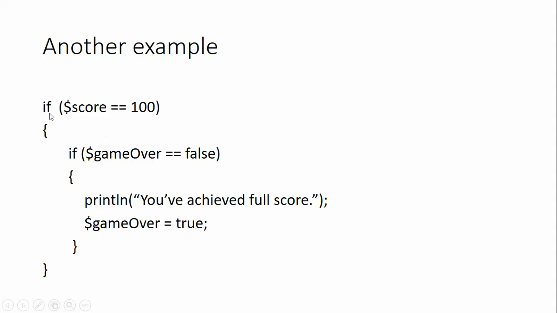Here's another one. If the score is equal to 100 and the game isn't over, well, now the game's over, right? So print line, you've achieved full score. Congratulations, you're amazing. Then set game over to true. That way, the next time this code gets run, this condition will be false, and we won't see this message again. That's just to prevent the game from saying, you've achieved full score, on every successive turn. So the takeaway here is that you can put if statements inside of other if statements, and that's a very powerful technique.